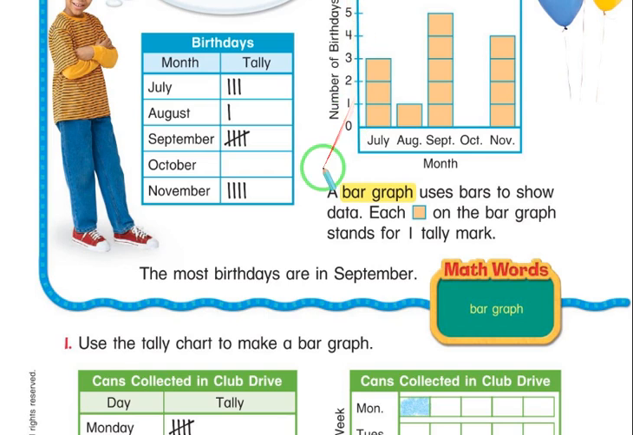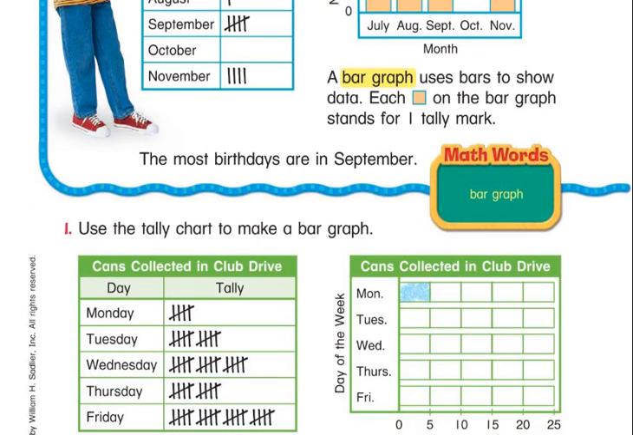Okay. A bar graph uses bars to show data. Each one square on the bar graph stands for one tally mark. Okay? The most birthdays are in September. Look, you can see that the most birthdays are in September, and the least, or the month we don't have any birthdays, which is October. So we can show the data in 2 different ways, which are a regular table or a bar graph. Now let's move to the next one.